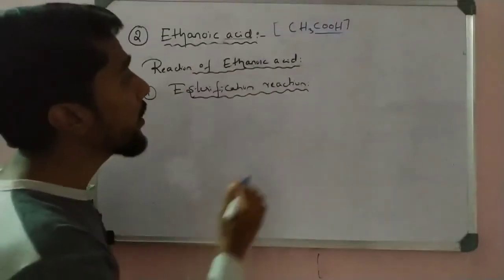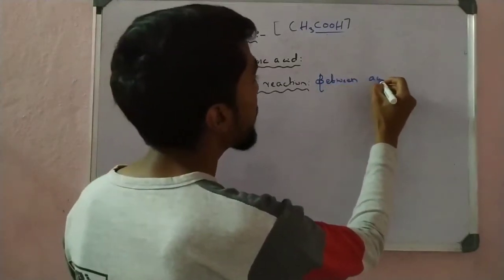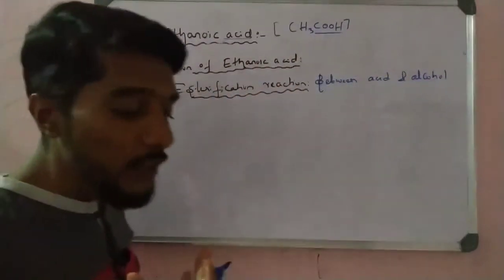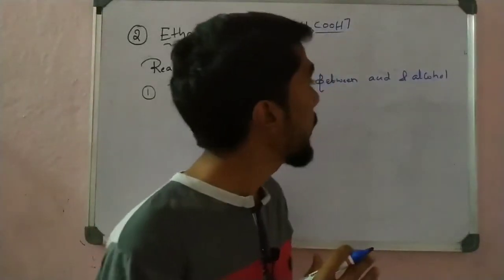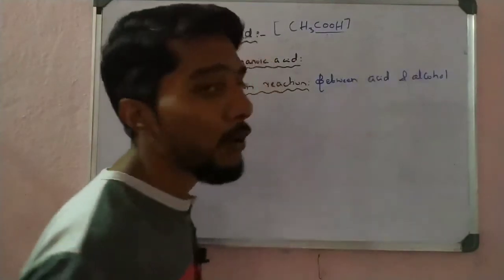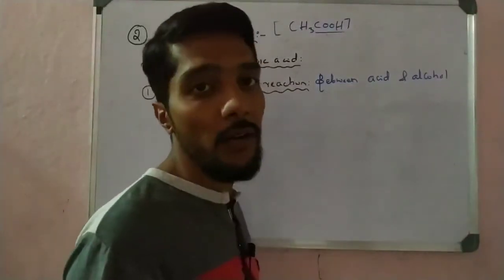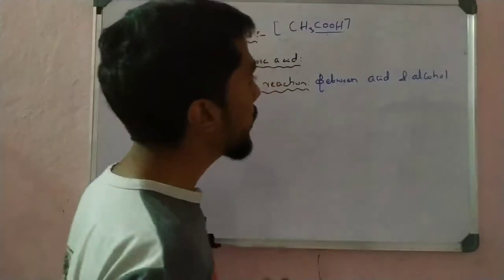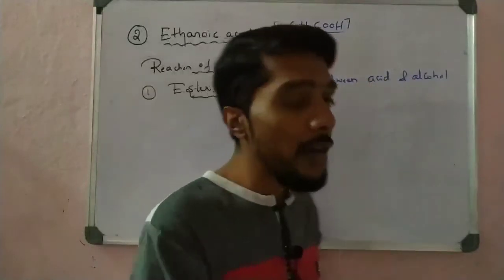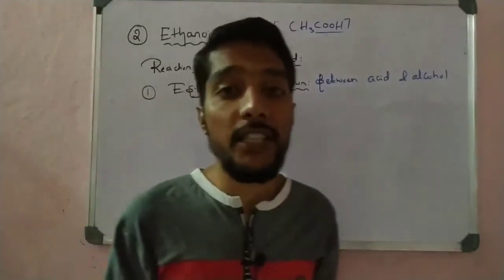Esterification is the reaction between acid and alcohol. That is simple. So we know which is the acid: acid is ethanoic acid, and alcohol means ethanol, C2H5OH. So again, what is esterification reaction? Esterification reaction is the reaction between acid and alcohol which gives a sweet smell substance, that is called ester, and the reaction is called esterification reaction.